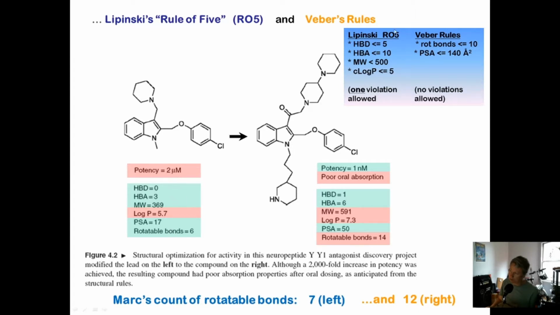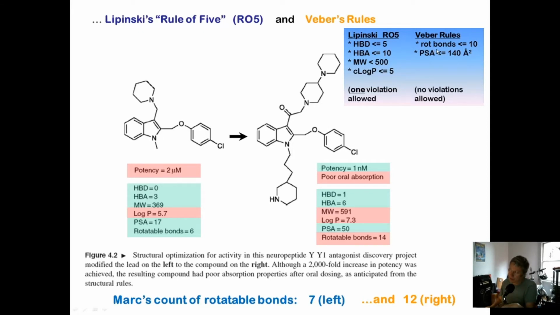When we look at Lipinski's rule of 5, for example, the rule states that the hydrogen bond donors should be less than or equal to 5. Hydrogen bond acceptors should be less than or equal to 10. Molecular weight is less than 500. C log P is less than 5. So rule of 5 is pretty easy to remember. I still often look it up because it's easy to forget stuff like this. And 1 violation was allowed.